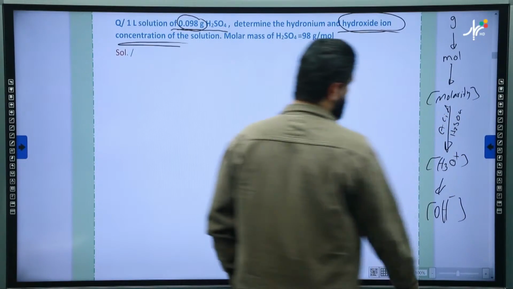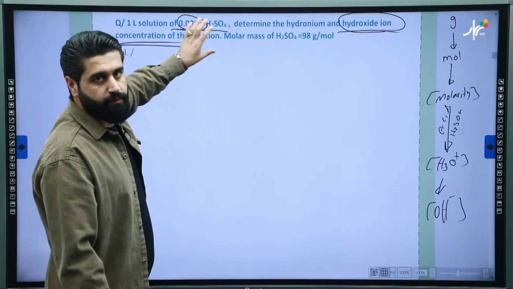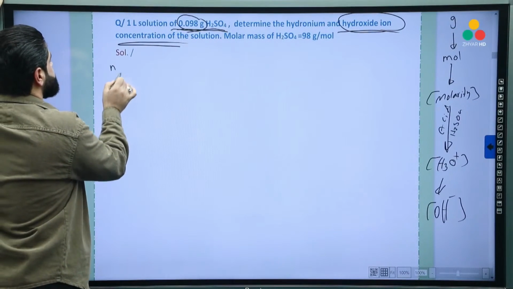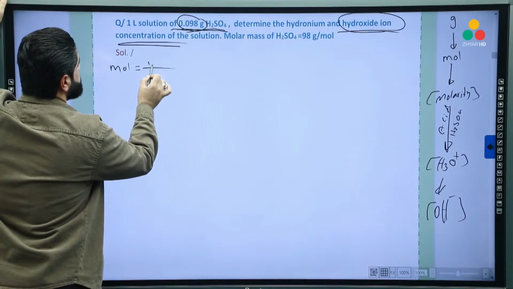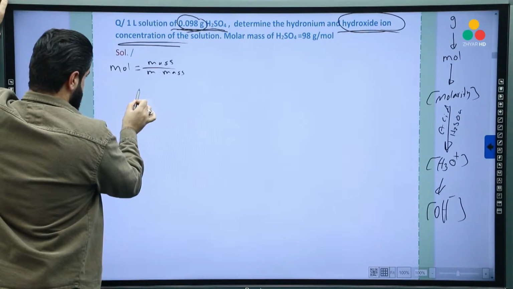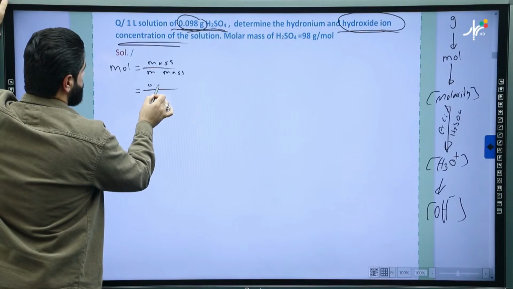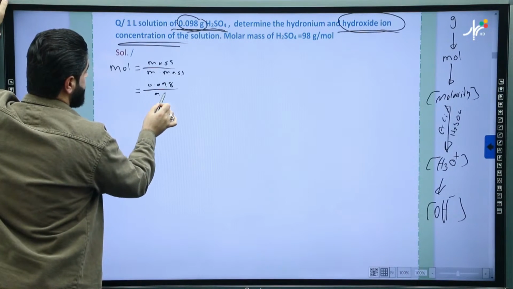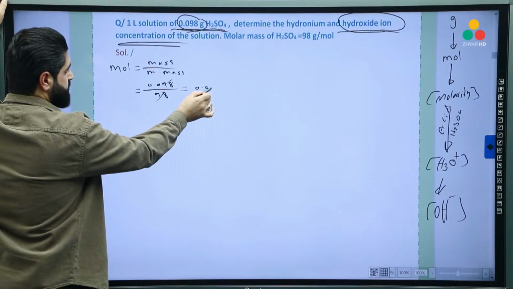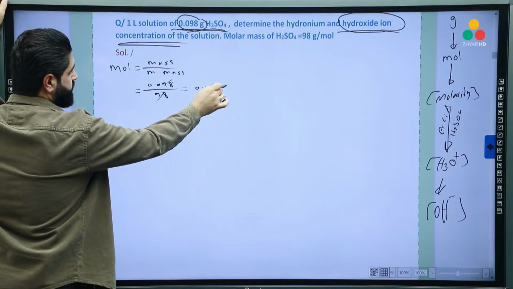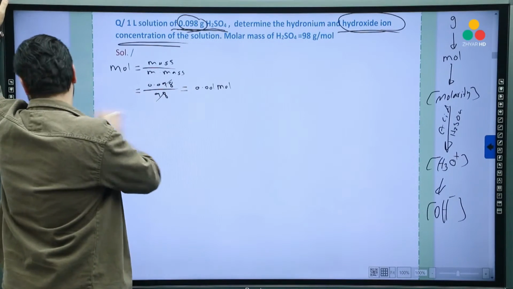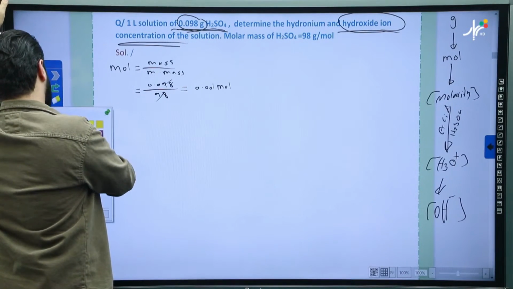Then turn H3O into OH value. Good. Now we're going to change grams into number of moles. The first thing that must be calculated is mole. Mole equals mass over molar mass, which is 0.098 divided by 98, equal to 0.001 mole. Now we have the number of moles.